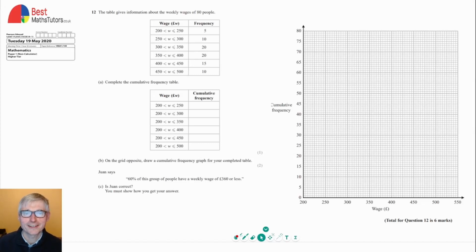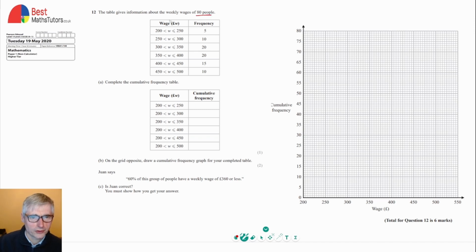I'm continuing to look at the Edexcel GCSE Maths Higher Tier Paper 1 from May 2020. And this is question 12, and it's a question about cumulative frequency. So it says in the question that the information given is about the weekly wages of 80 people.